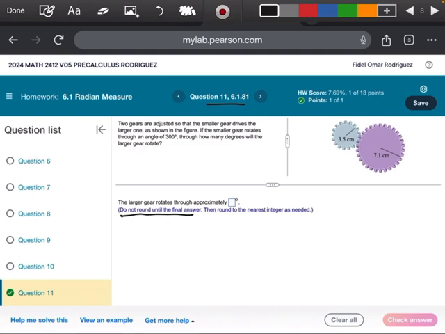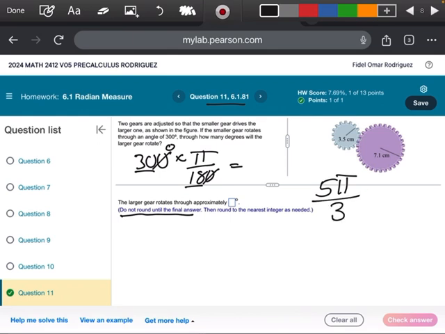Okay, so y'all, the first thing we're going to do is take 300 degrees and multiply it by pi over 180 so that we can convert it to radians. So let's do this. We can get rid of a 0 there, 30 and 18. We can divide them both by 6. So that's going to give us 5 pi over 3.